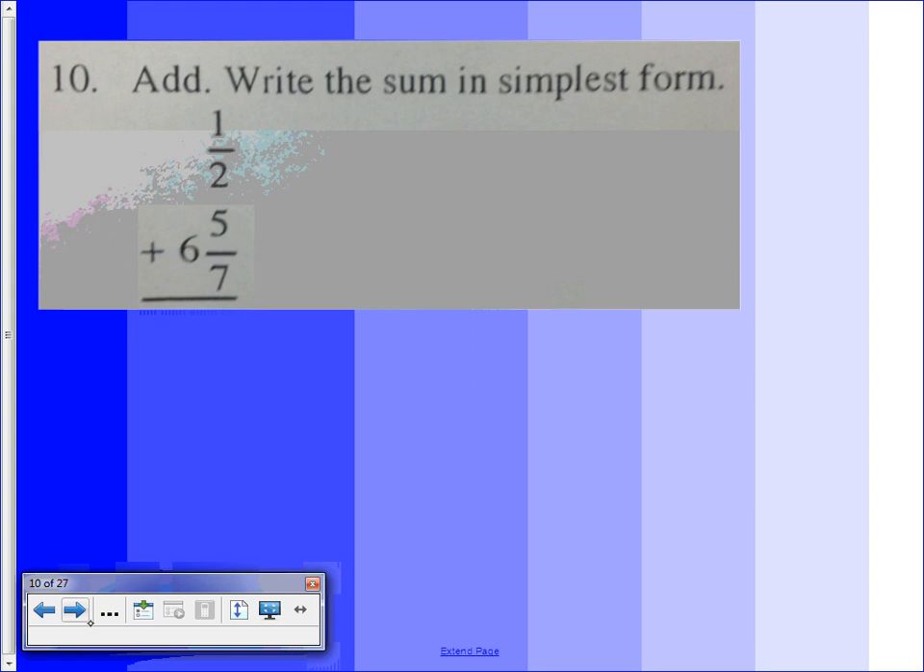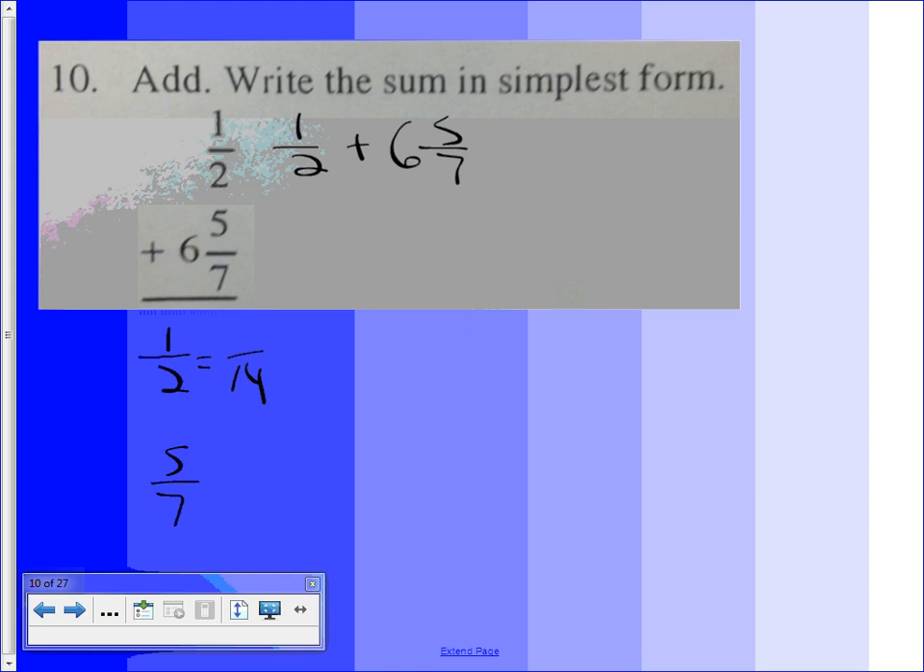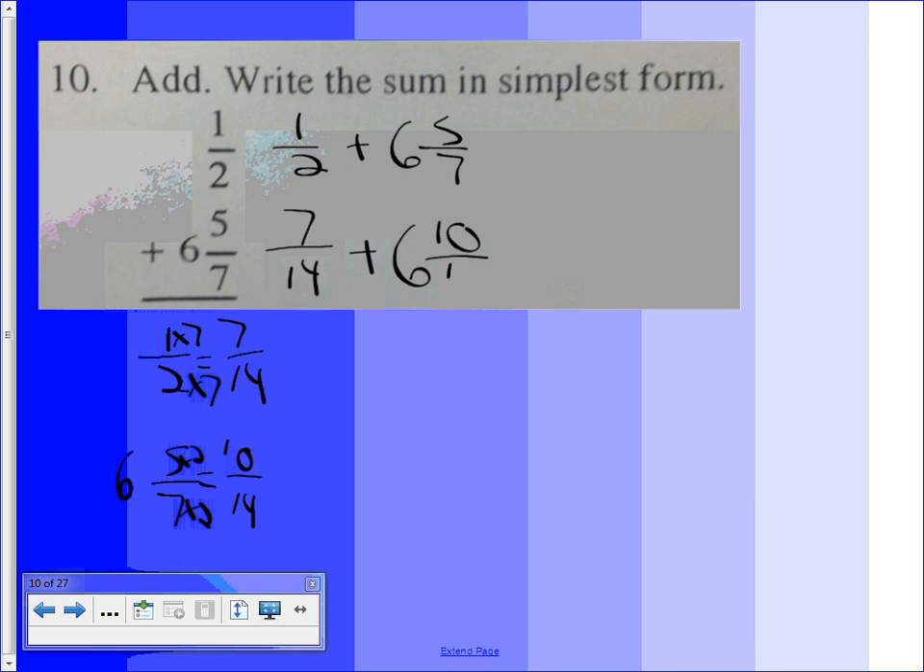Add and write the sum in simplest form. We have half plus 6 and 5/7. Find a common denominator, 2 and 7. So I have to take the fractions. I've got half into 14, 5/7. Better put a 6 here so I don't mess up. This is 14. 2 times 7 is 14. 1 times 7 is 7. So this new fraction is 7 over 14 plus 5 times 2 is 10, so 6 and 10 over 14.